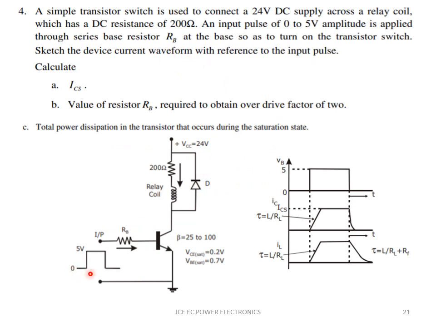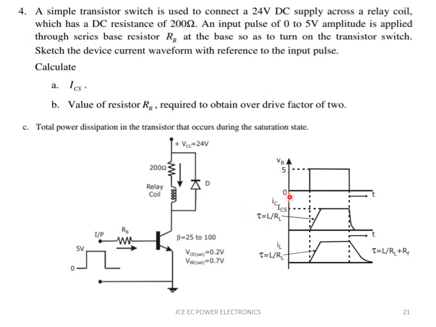Waveforms. So we know input is going to be 0 to 5 volts. So that is the base voltage. So the pulse is being drawn from 0 to 5. This is the collector current, the current that will flow through the transistor. And this is basically the inductor current, which is just above this point, the relay coil, which is nothing but an inductor.